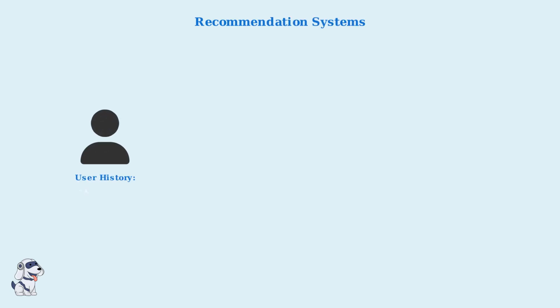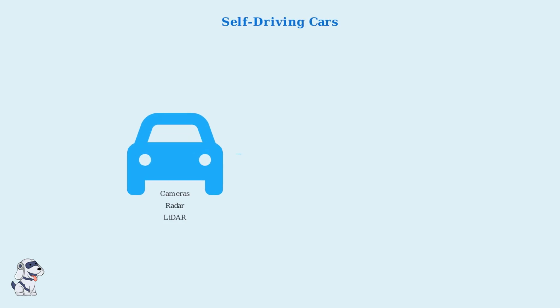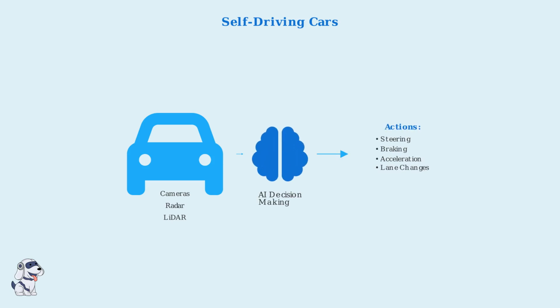Recommendation systems analyze your past behavior and preferences to suggest products, movies, or content you might enjoy. These systems power the suggestions you see on streaming platforms, online stores, and social media feeds. Self-driving cars represent one of the most complex applications of neural networks. These systems must process camera feeds, radar data, and sensor information in real time to make split-second decisions about steering, braking, and navigation while ensuring passenger safety.